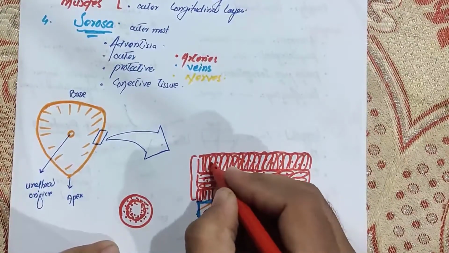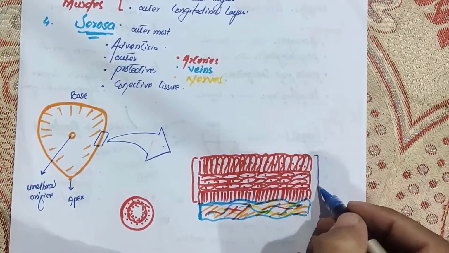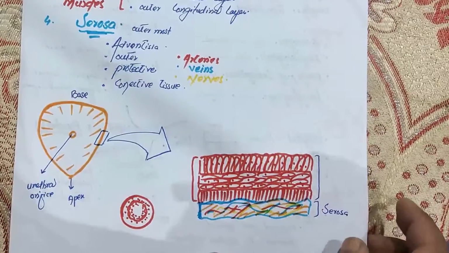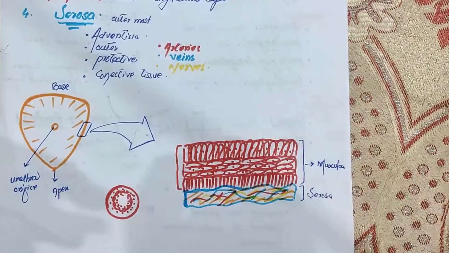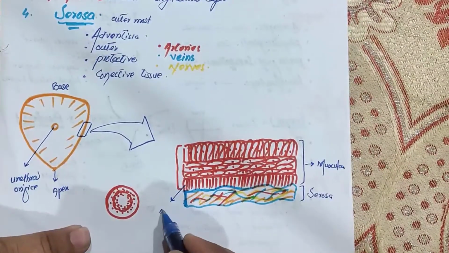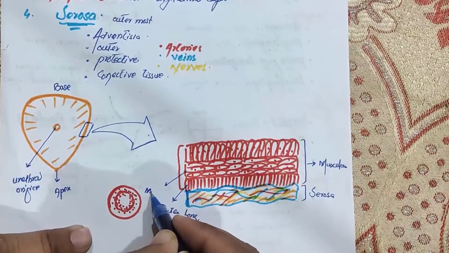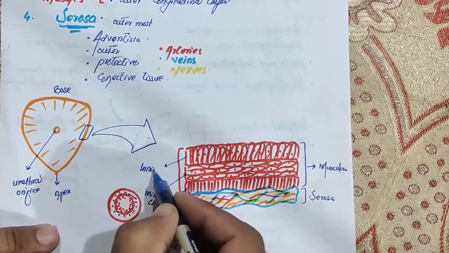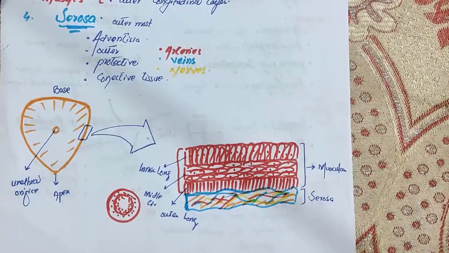These three layers, I told you before, what are they called? They are called the detrusor muscles. So this is the muscularis and this is the serosa. I hope you are understanding me. This is the outer longitudinal, this is the middle circular, and this is the inner longitudinal layer. And these three layers of muscles are called detrusor muscles. Clear, friends?